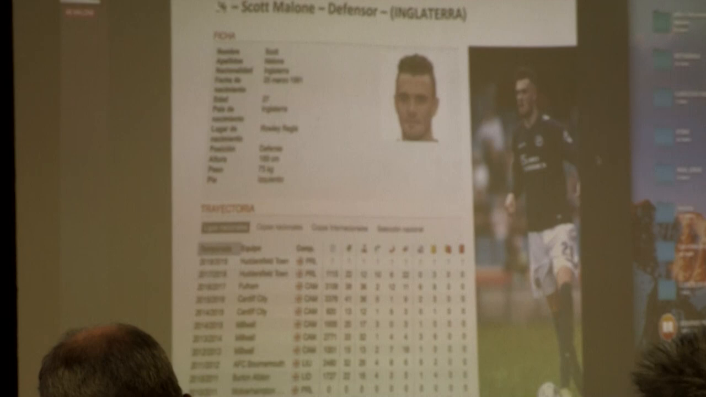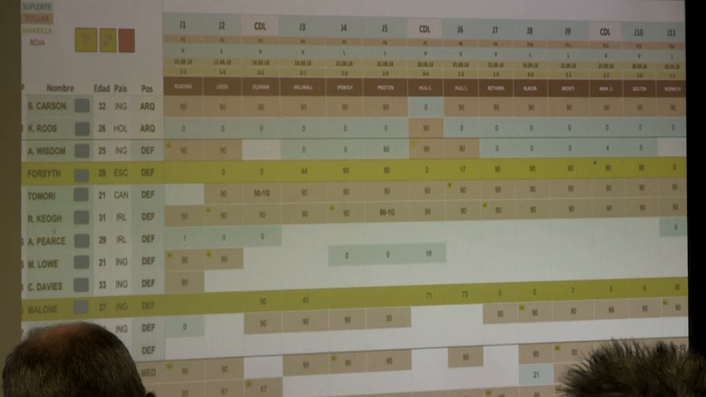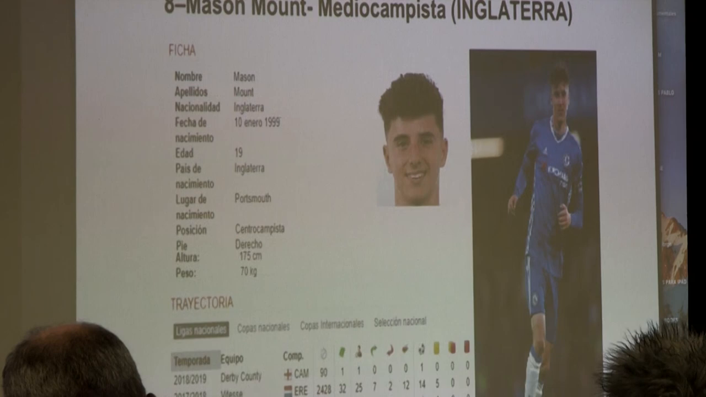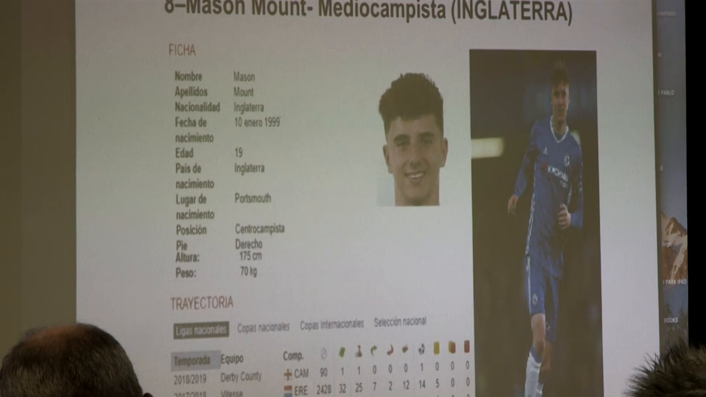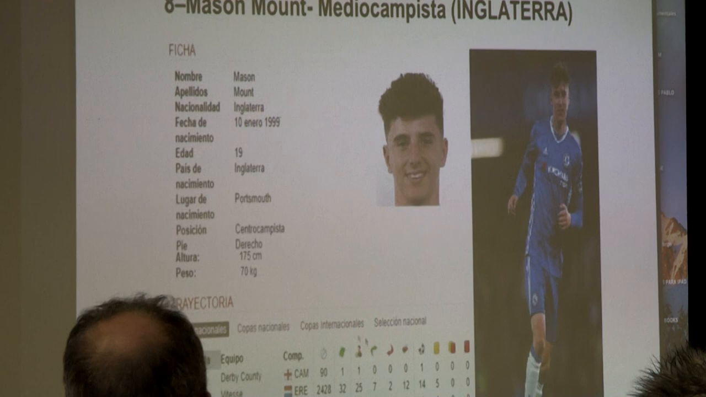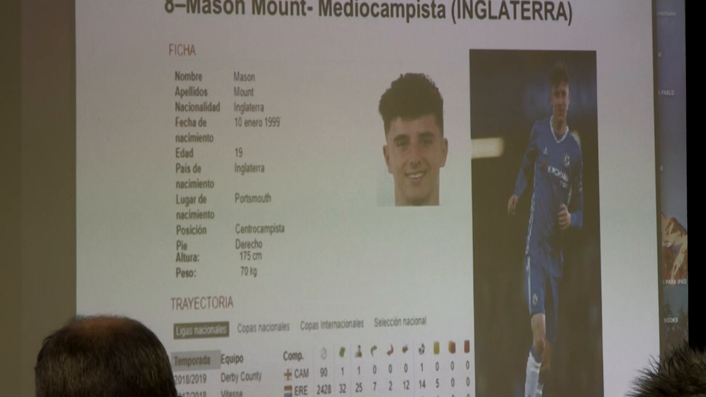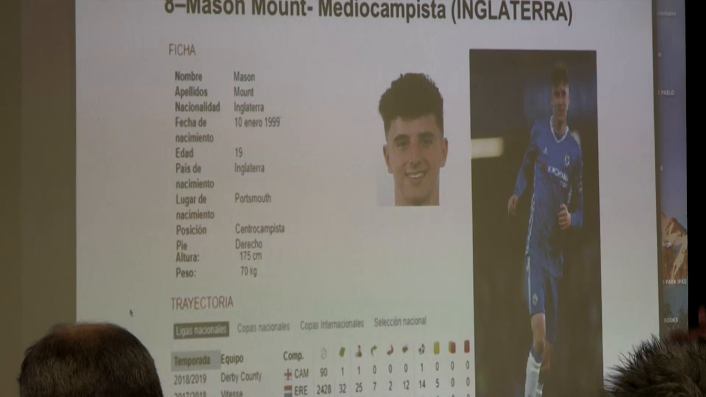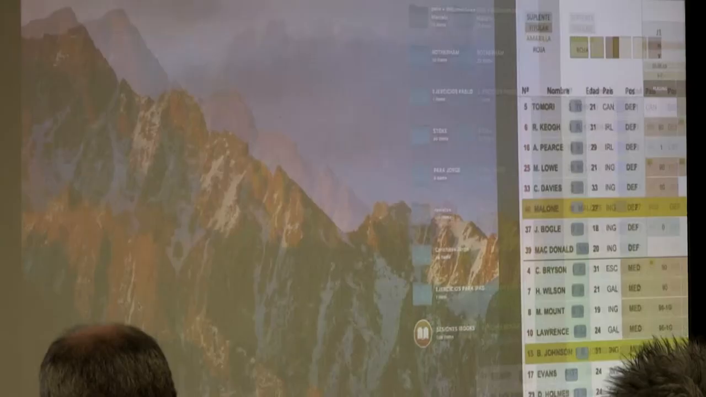Let's look for a player with more positions. Mount, for example. He played as a left offensive midfielder, offensive midfielder, number 8 on the left, number 8 on the right, defensive center, left winger, and winger midfielder on the right. So with this information we know that his 3 main positions are the first ones. Let's have a look at another player.